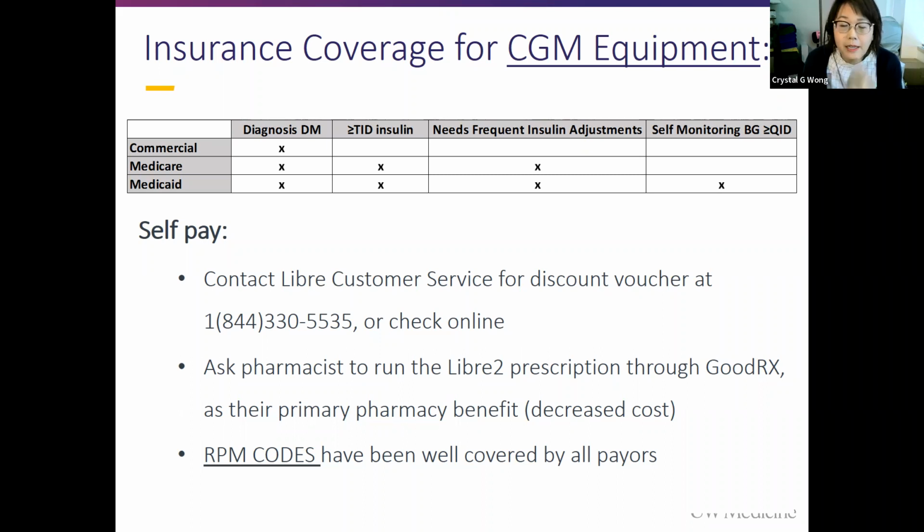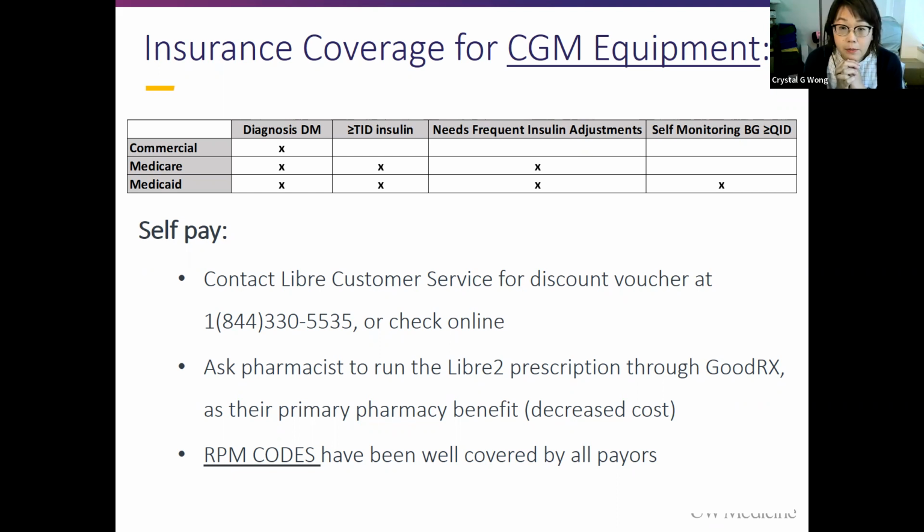And then Medicaid is the most restrictive. So not only do you need to be on TID insulin or more, you need to, quote, need frequent insulin adjustments, but you also need to be telling the patient that they're supposed to be self-monitoring at least 4 times a day. Again, it doesn't have to be documented that the patient is actually checking their chem sticks 4 times a day, but you have to have in your chart that you have recommended that they do this, whether or not they are actually doing that in real life. Okay, so that is a lot of work.